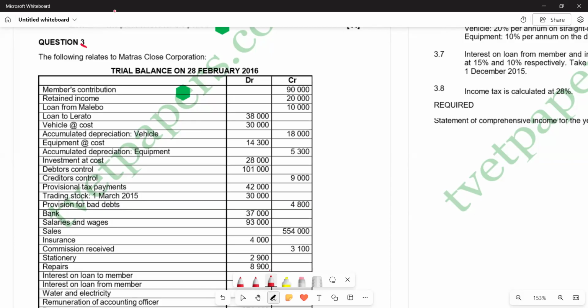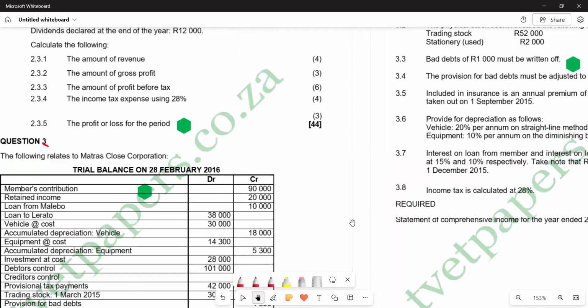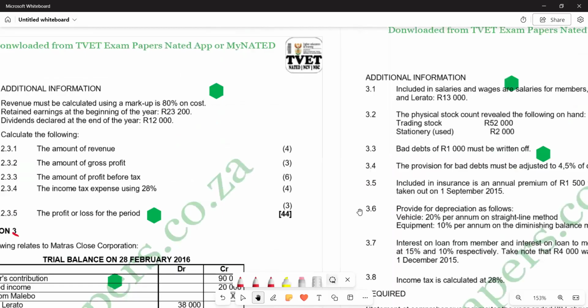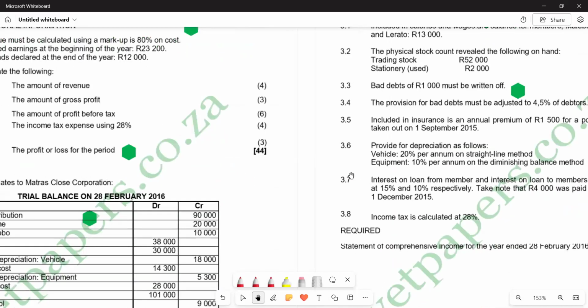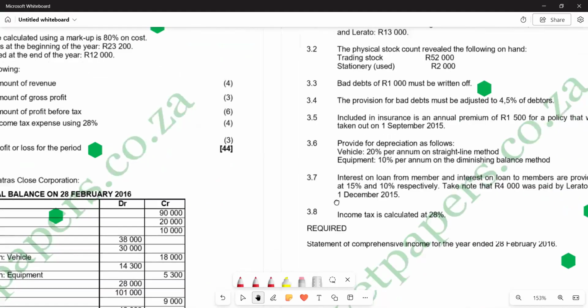that question paper. And the question reads the following relates to Mattress Close Corporation, and you're given a trial balance of 20 February 2016. So this is the trial balance that you need to go through before you start answering the question. If you go to additional information, we've also got additional information ranging from 3.1 down to information 3.8. So you need to go through each and every piece of information that we have there so that you can be able to respond to adjustments that need to be done.